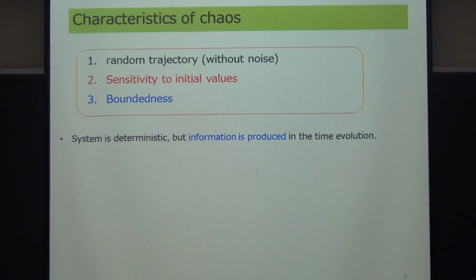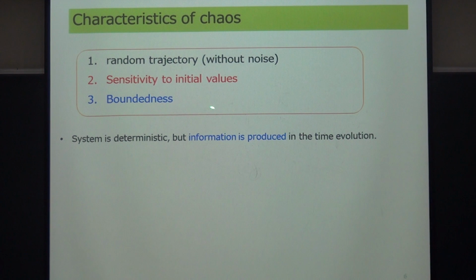Okay, and you might think that chaos might be important, but what is chaos? And next, I'd like to show you the characteristics. Unfortunately, the definition of chaos is not fixed yet, but most people think that the following three features are necessary for a chaotic system. First, the system should have random trajectories, which are not driven by stochastic noise like Brownian motion. So this random trajectory is driven by deterministic force.